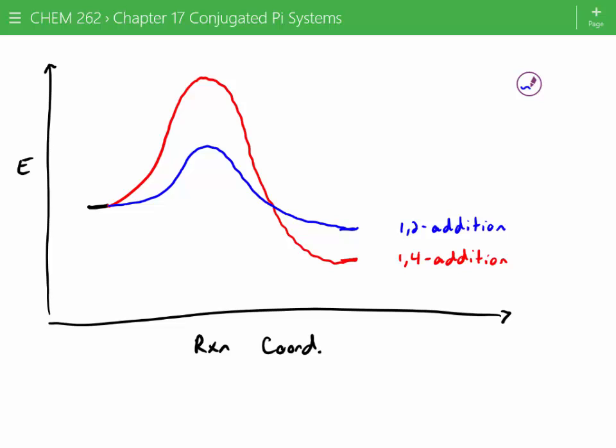Does that make sense? You can almost think about it like a roller coaster. How much energy does it take to get over that hump? It takes a lot less energy or a lot less heat to get over this blue hump, so we get our kinetic product. It takes a lot more energy to get over this red hump, and that's our thermodynamic product.